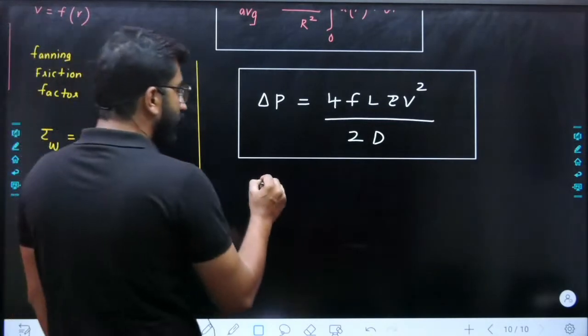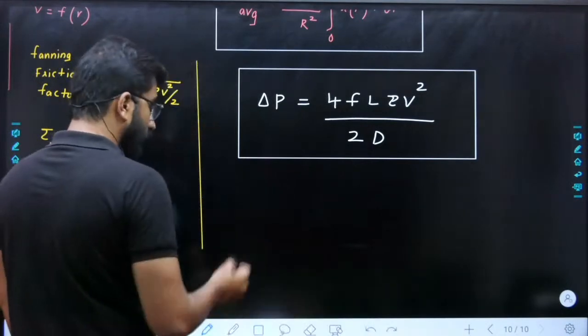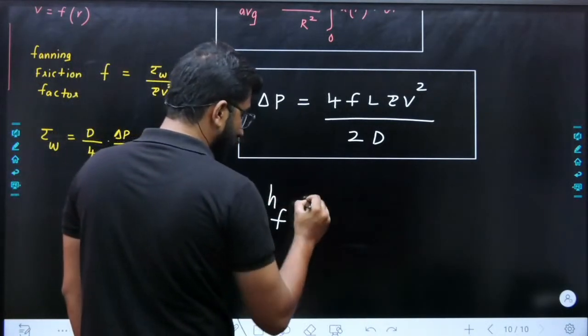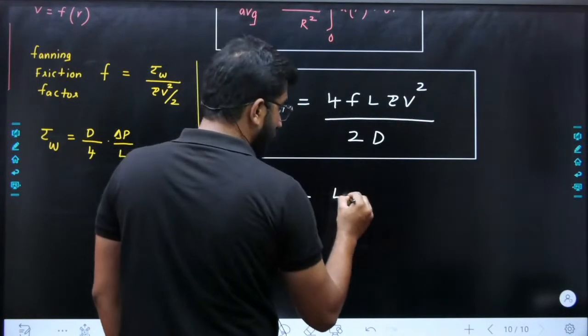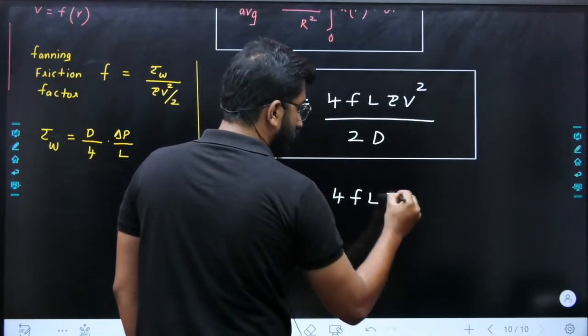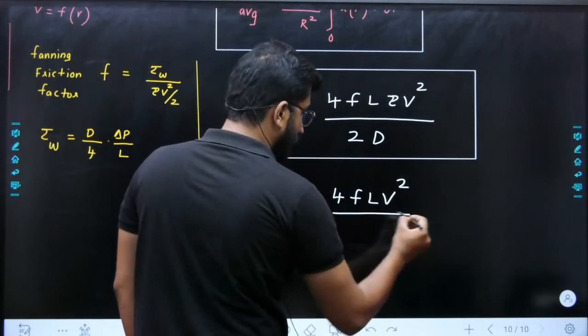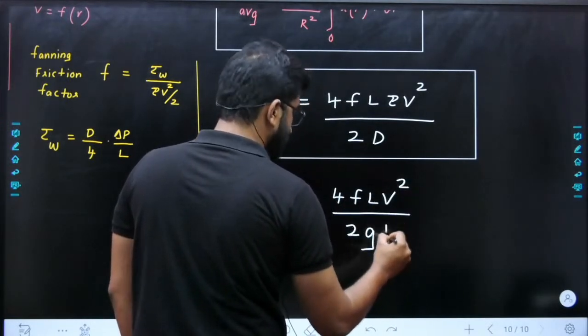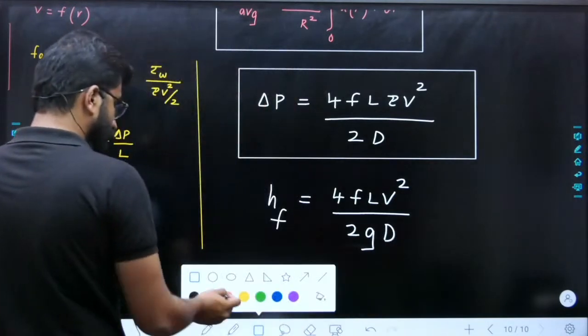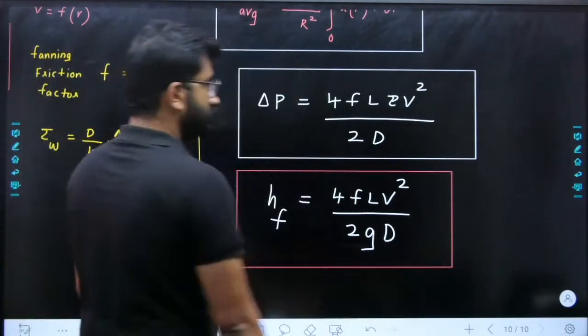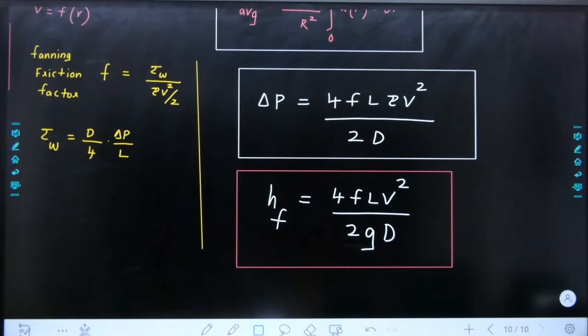Now delta P by rho g is head loss due to friction, so HF is equal to delta P by rho g, so this will become 4FL rho V square. So obviously rho will cancel out, 2GD. है ना, easy है.